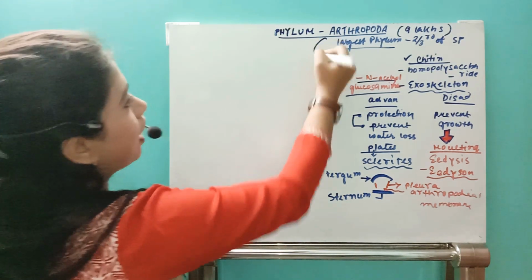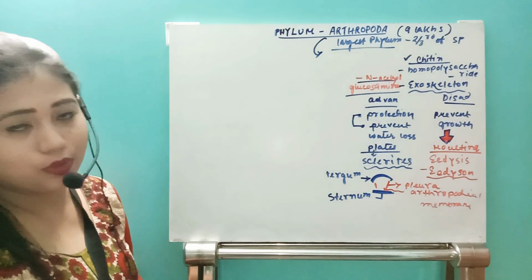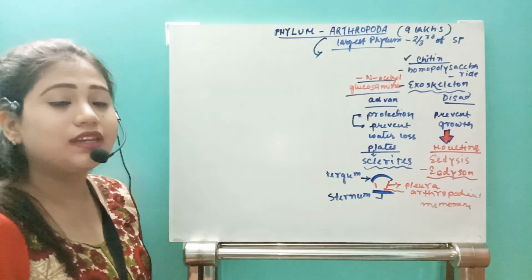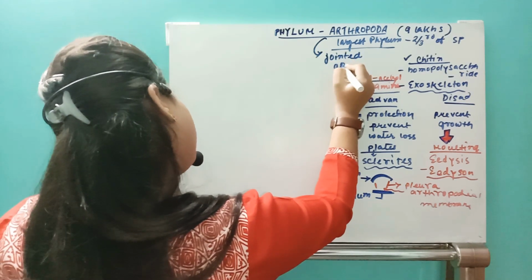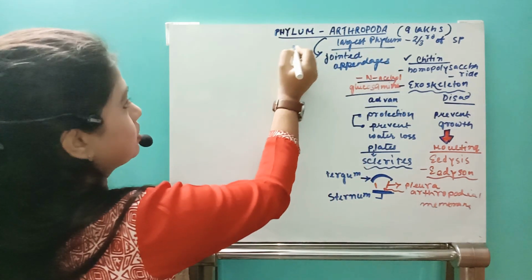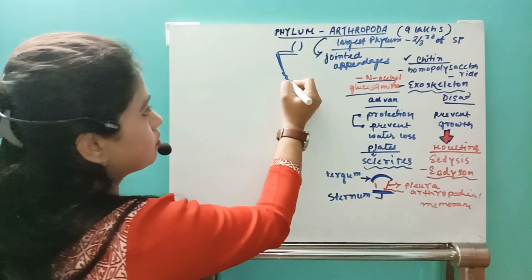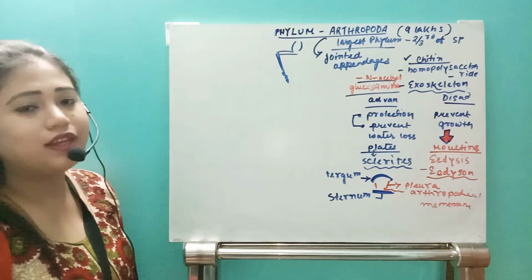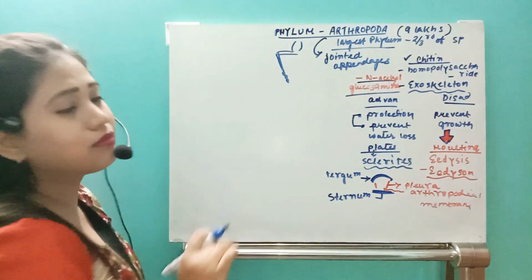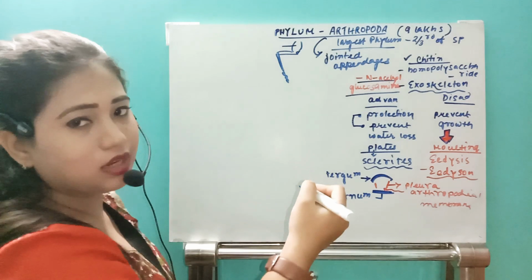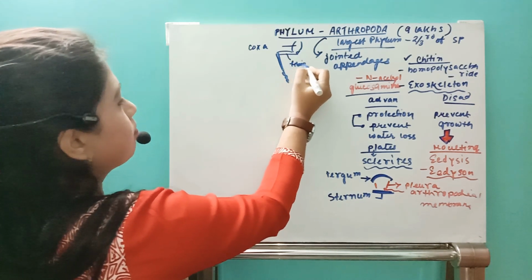Come to the meaning of Arthropoda. What is the meaning of Arthropoda? Arthro means joints, and poda means leg. In this organism they have legs, and those legs have joints, so their legs are jointed appendages. Their legs are like this: suppose this is one segment, then another segment, then a third segment, and after that they have small segments. The appendages I can show here: this segment is known as coxa, then femur, tibia. These types of segments are present.